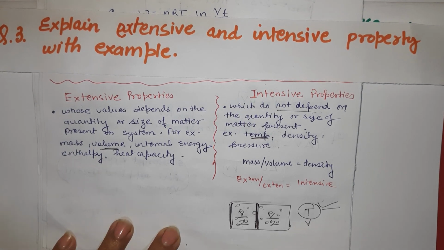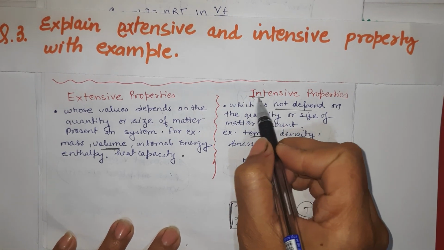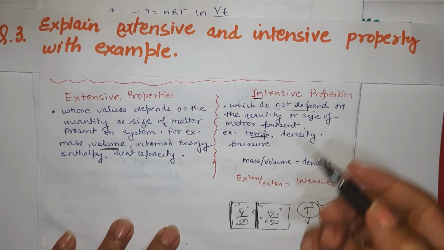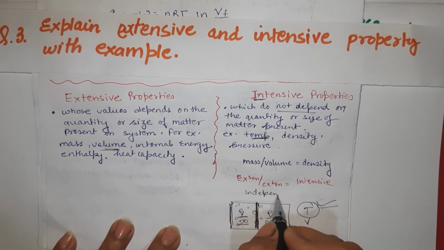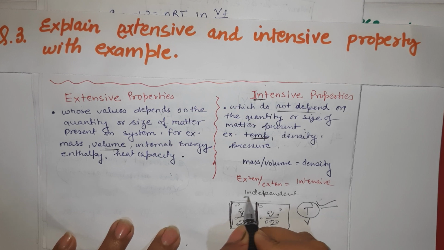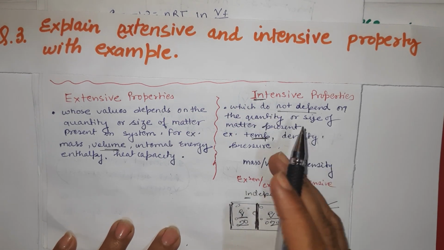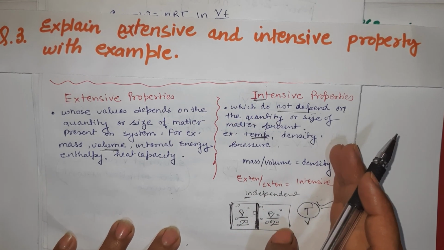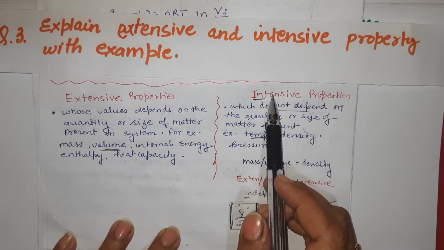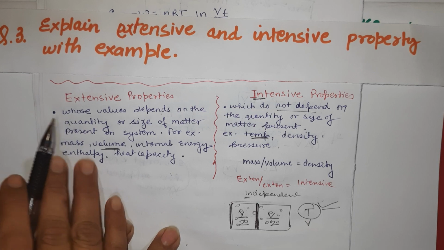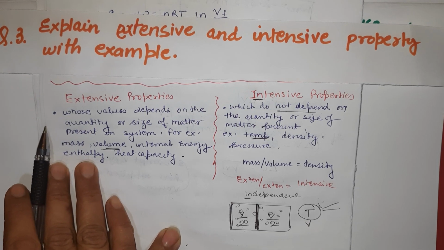Okay, a very small trick to learn: intensive starts with "in" and independent also starts with "in". So whatever property is independent of the size and matter is known as an intensive property, and the rest is known as an extensive property.